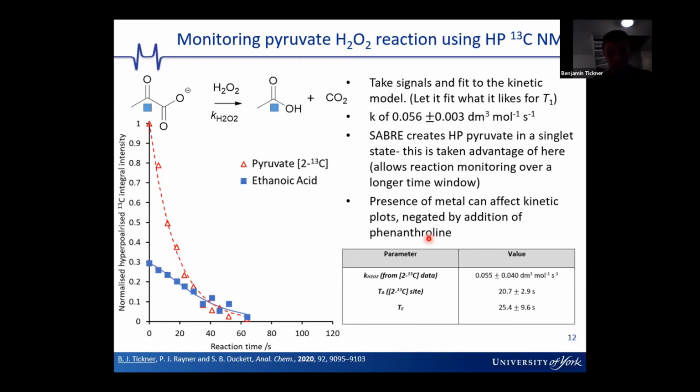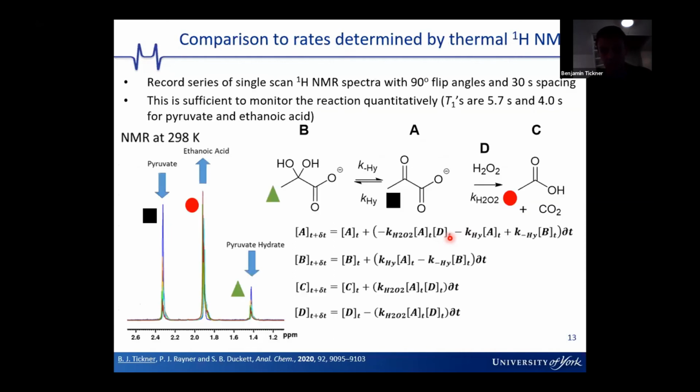In this case, it's much easier just to deactivate your metal catalyst with phenanthrene, so that you know in this reaction time window, you're not having any pyruvate going and binding back to your metal. So we just add phenanthrene at the same time we add the hydrogen peroxide.